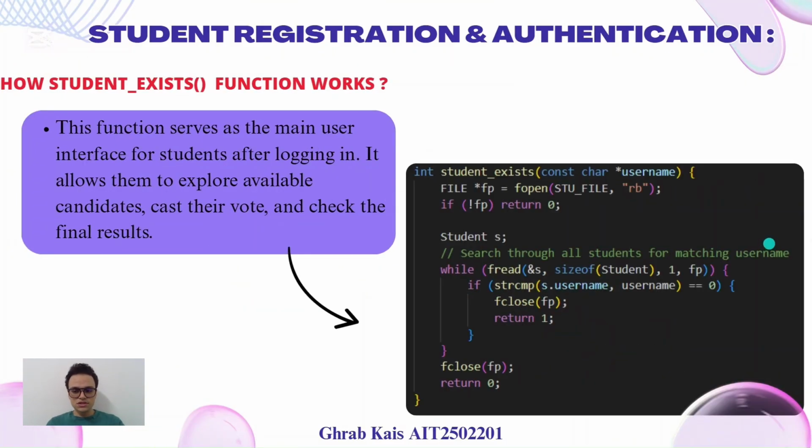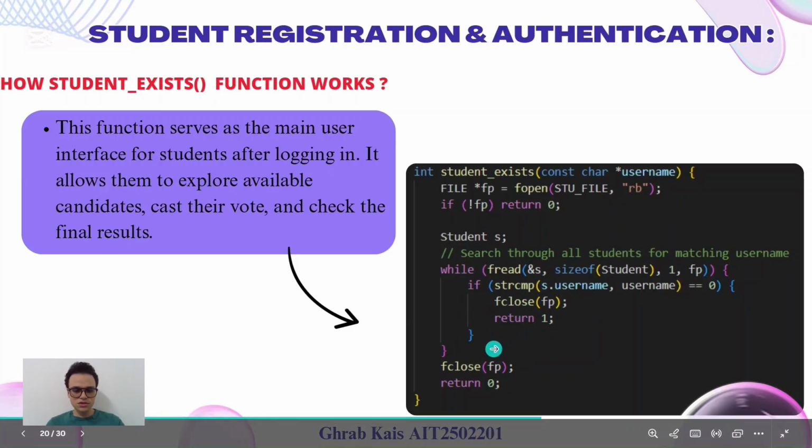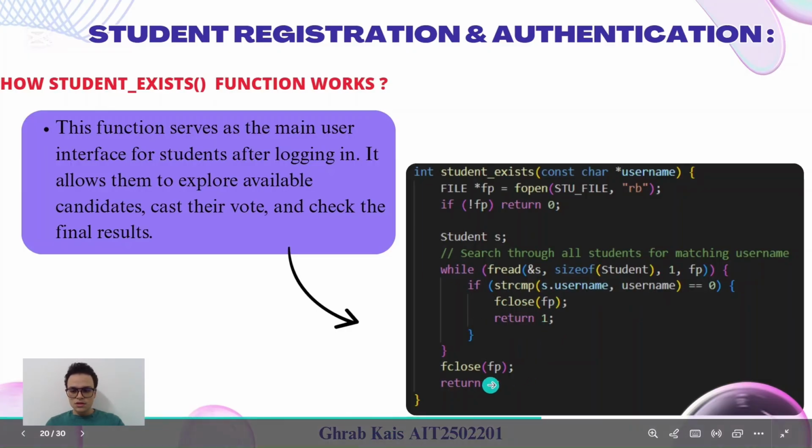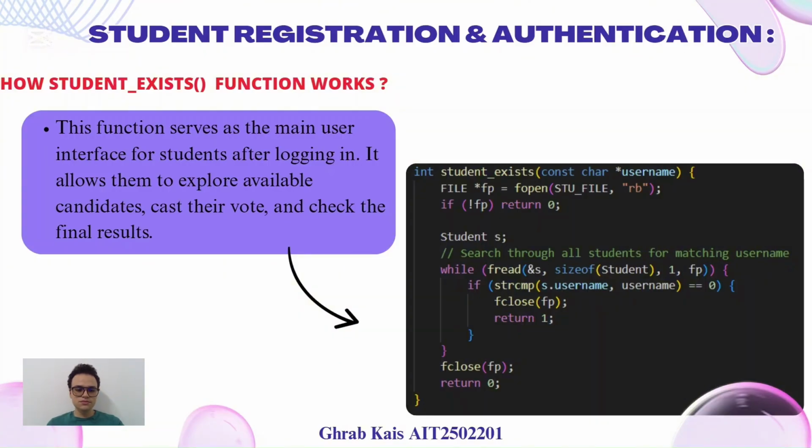Next is the student exist function, which I already mentioned before. Student exist is a helper function I created to maintain data integrity. It opens the student.date file, loops through all existing student records using fread, and compares usernames. If a match is found, it returns 1, otherwise it returns 0. This is used during registration to avoid duplicate usernames in the system.